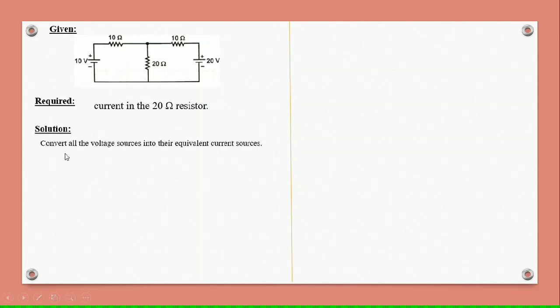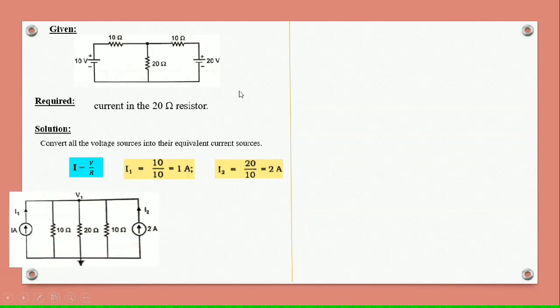So we can convert easily all the voltage sources into their equivalent current sources. The equation is I is equal to V divided by R. I1 is the current from the 10 volt source. To convert this voltage source into current source, we use V by R. Here the value of V is 10 volt, value of R is 10 ohms. So 10 by 10 is equal to 1 amp. Similarly, for I2, the current from the 20 volt source, here also V by R formula. The value of V is 20, value of R is 10. 20 by 10 is equal to 2 amps.